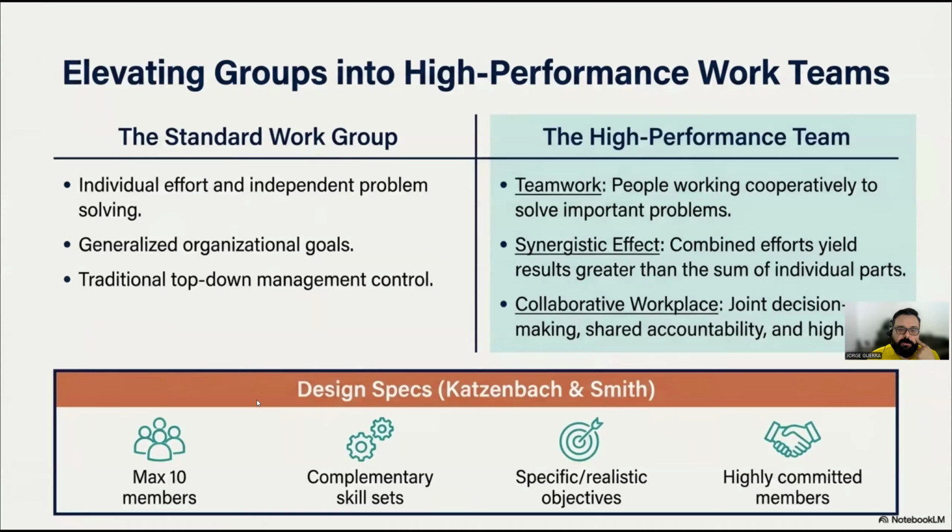Okay, so here are some criteria, right, for exceptional teams. Max number of members, 10. You want to make sure that the max number of members is 10 or less. And you want to make sure that each member has complementary skill sets, right?